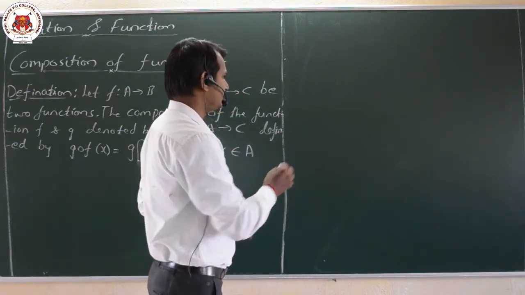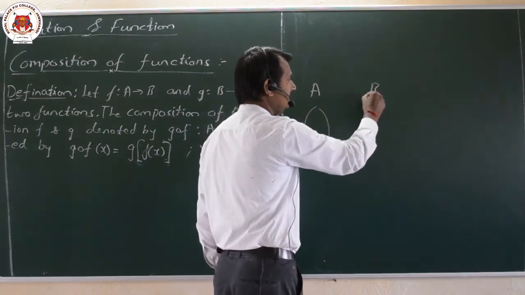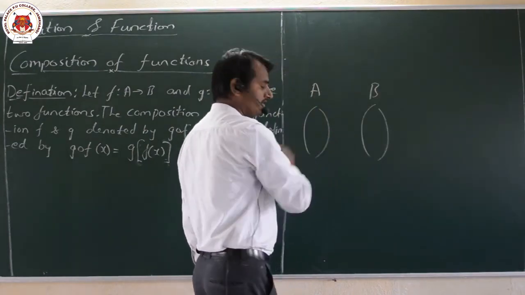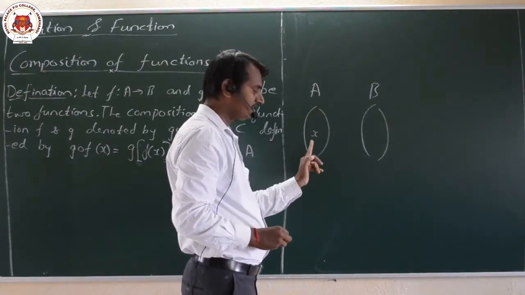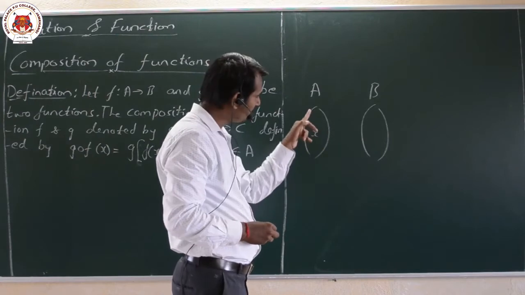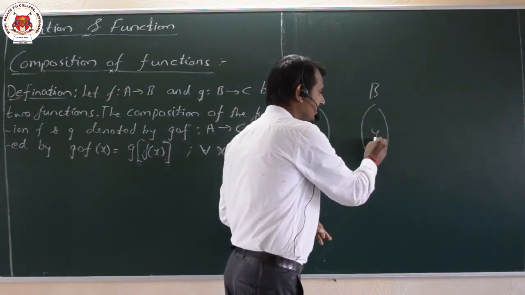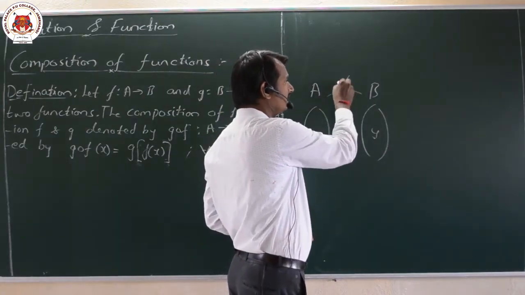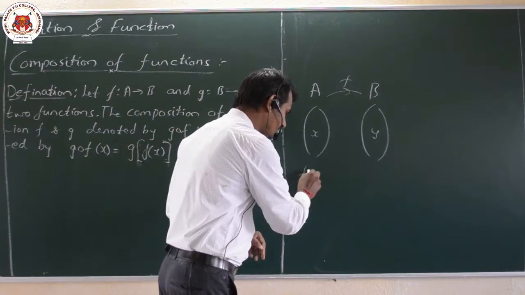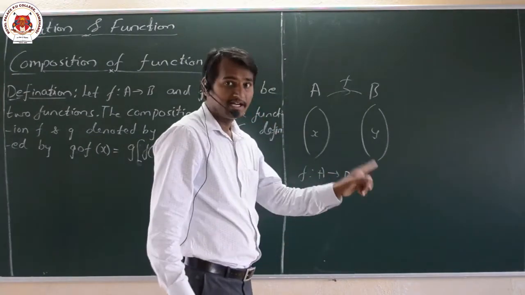Let us take two non-empty sets A and B. This is our set A and this is our set B. All the elements of A are represented by x, and all the elements of B are represented by y. Here we say that we have a function, or mapping, f from A to B.